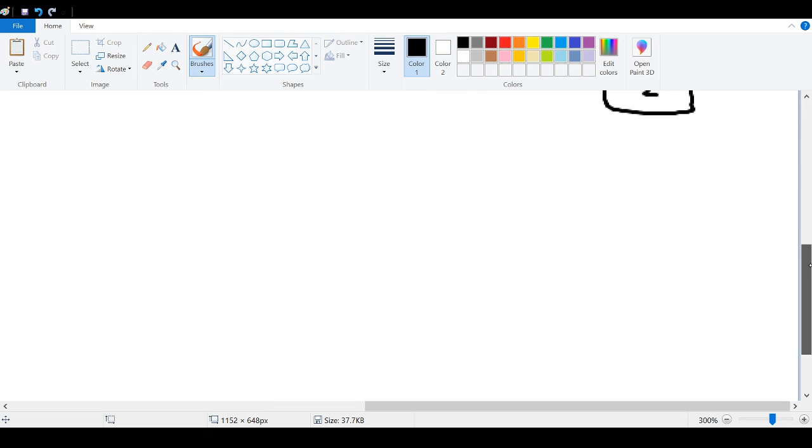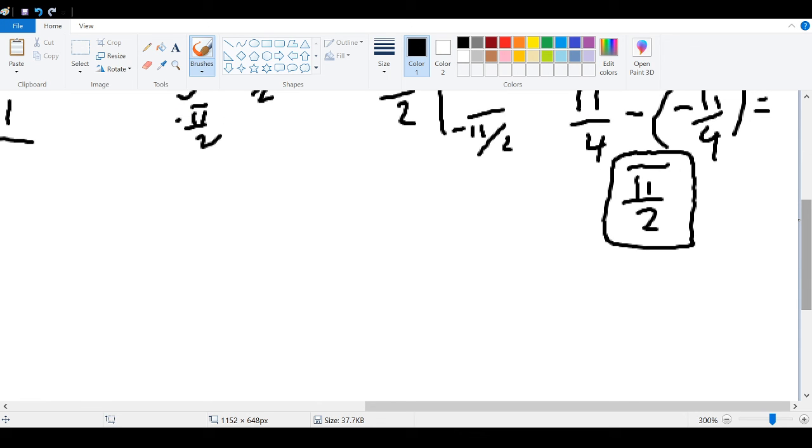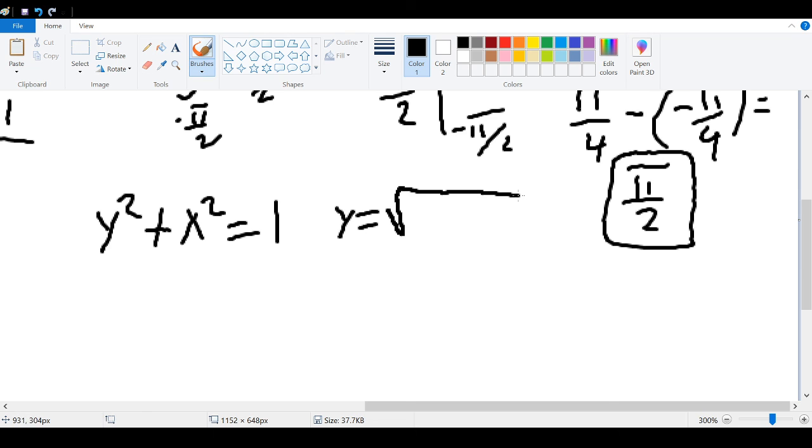Now let me show you an alternative way of doing the integral, and the alternative way is to recognize that our function inside the integrand is actually the function of a half circle of radius 1. We can see that if we take the equation of a circle, which is y squared plus x squared equals 1, and solve for y, moving the x squared over to the other side and then taking the square root of both sides, we get y is equal to the square root of 1 minus x squared, which is our function inside the integrand.